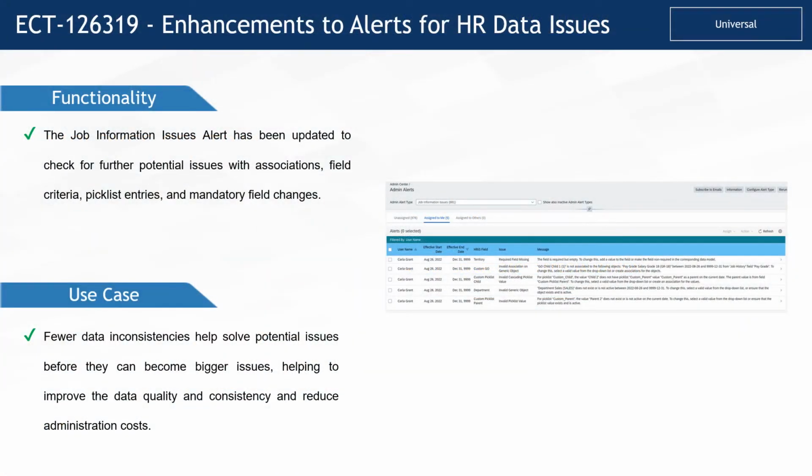So let's begin by looking at our first highlight, enhancements to alerts for HR data issues. The Job Information Issues alert has been updated so that the system now checks for more potential issues with associations, field criteria, pick list entries, and mandatory field changes. These additional checks help to improve the quality of data and reduce administration costs, as fewer data inconsistencies will help to solve potential issues before they can become bigger and more difficult to fix.